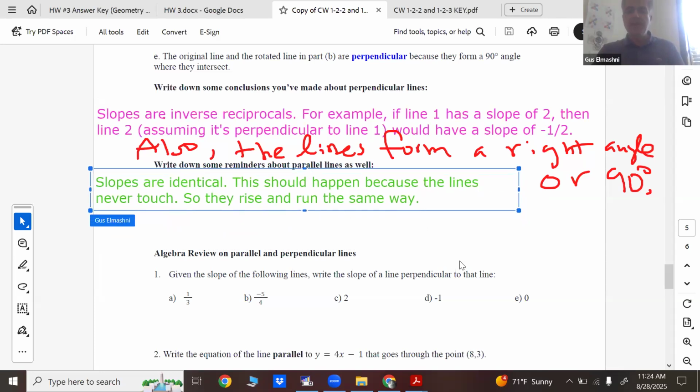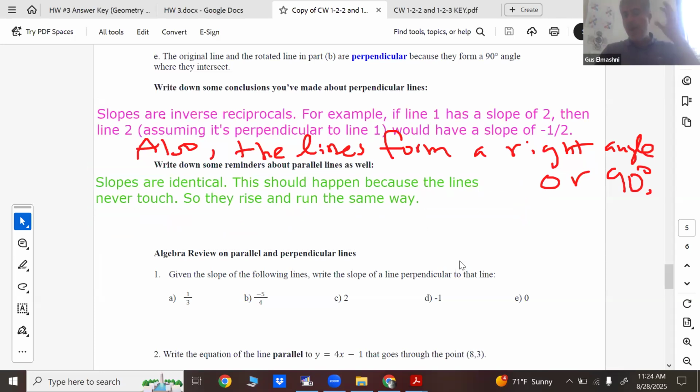I appreciate it. So yeah, slopes are identical. This should happen because the lines never touch, so they rise and run the same way. I think I've said all I need to say for that one.